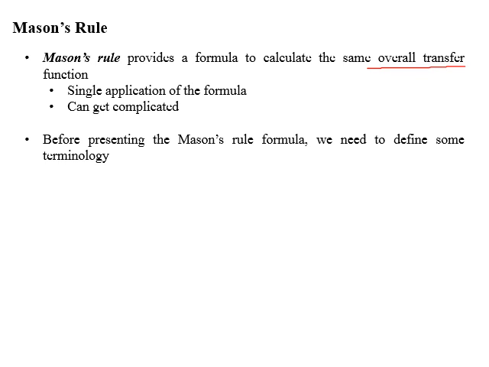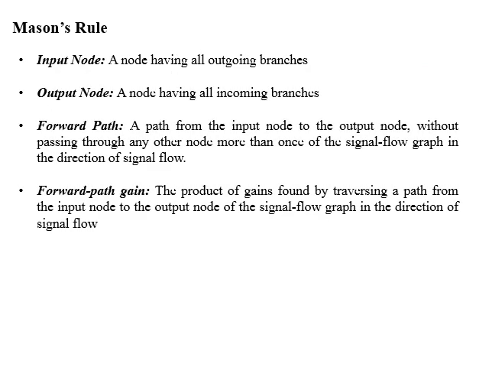Before applying Mason's rule formula, we will study some basic terms related to this formula. Dear students, the first term associated with Mason's rule is the input node. A node having all outgoing branches is known as an input node. Second is the output node. A node having all incoming branches is known as an output node.